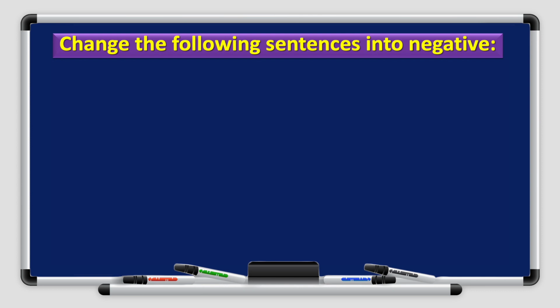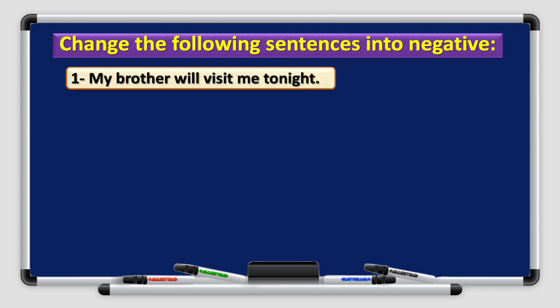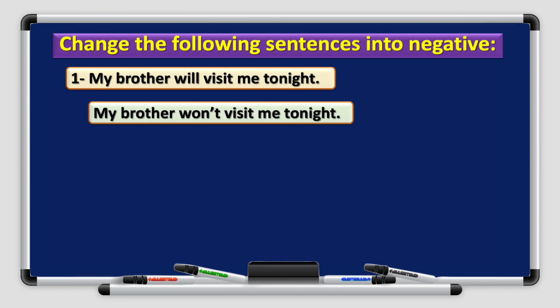Remember, we added something to will. What did we add? Not. So we will have won't. My brother will visit me tonight. How can I change it into negative? My brother won't visit me tonight.